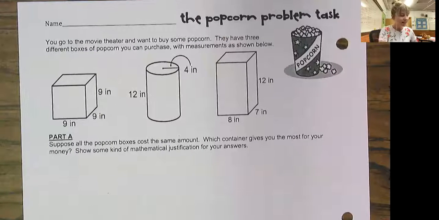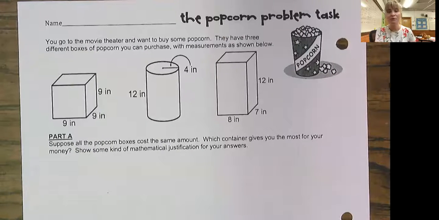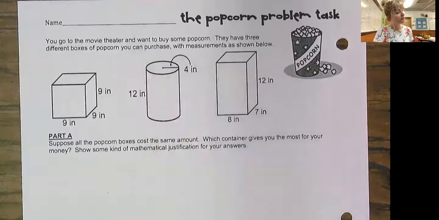This task is an excellent way to not only summarize and review everything we've been doing with surface area and volume, but it's also kind of a preview into what you will be doing for your practice test and your test on this. So this is a review, to help summarize everything. It says you go to the movie theater and you want to buy some popcorn. They have 3 different boxes of popcorn you can purchase with the measurements as shown below.